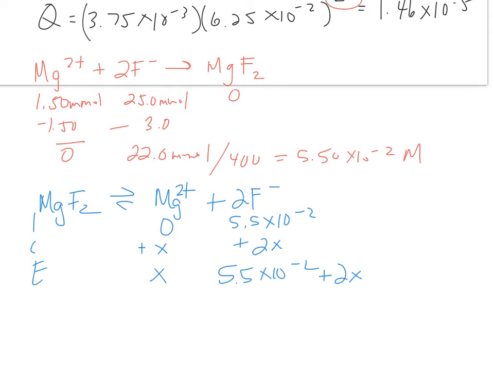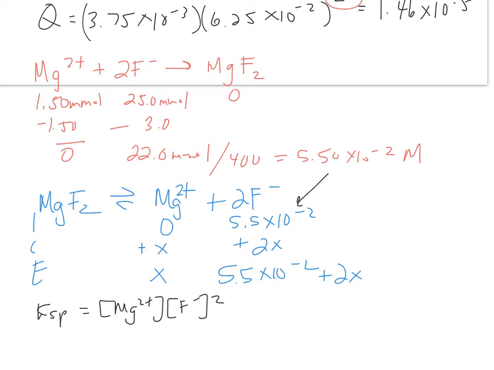My initial concentration for magnesium ion is 0. My fluoride ion concentration is this new concentration we calculated here. And then we say plus X for magnesium ion and plus 2X for fluoride ion. And so at equilibrium, magnesium ion concentration will be X, and the fluoride ion concentration will be 5.50 times 10 to the negative second molar plus 2X.